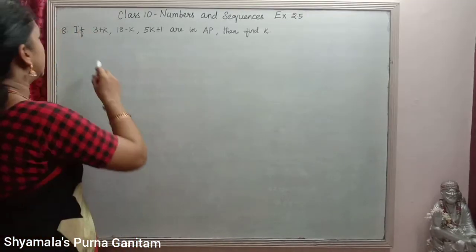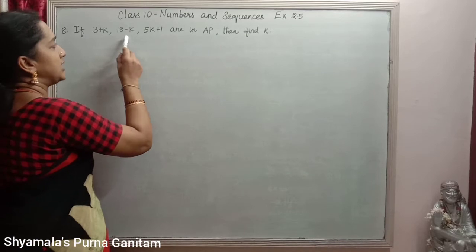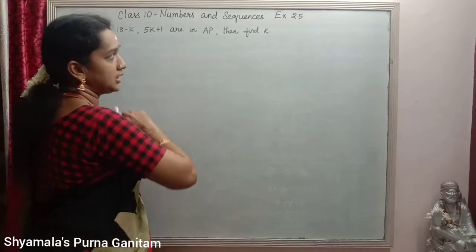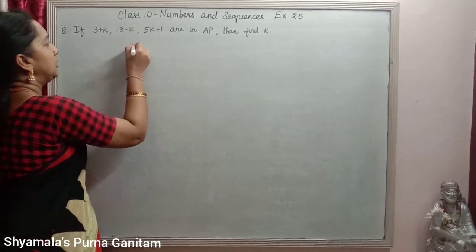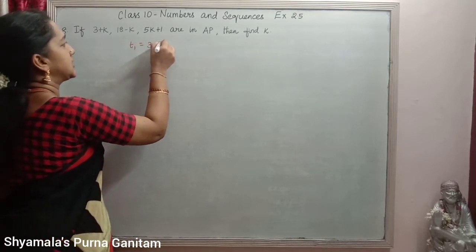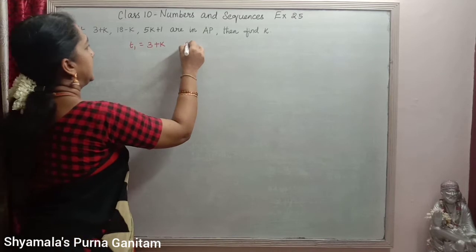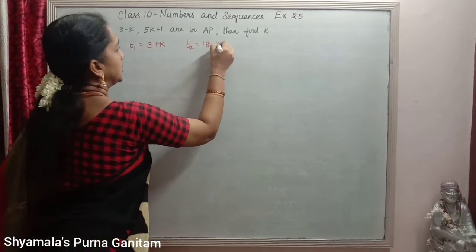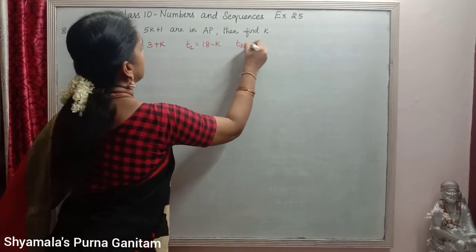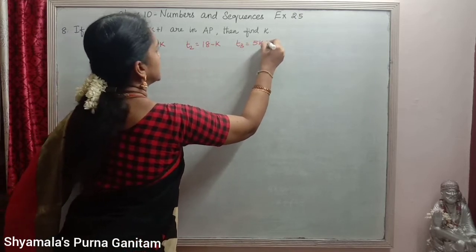The next sum is: if 3 plus k, 18 minus k, 5k plus 1 are in AP, then find k. In this, T1 is given as 3 plus k, the first term. T2 is given as 18 minus k. T3 is given as 5k plus 1.